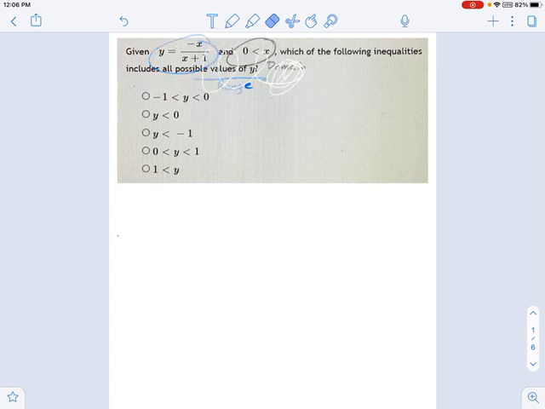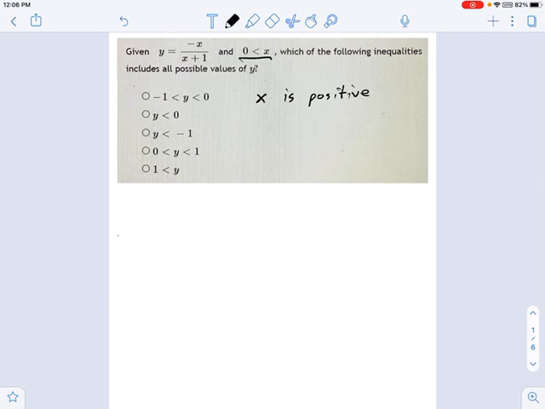Let's try something else. What I want to do is just make a verbal list of the things that x can be. It's a big list of numbers, but it's easy to say x is positive, right? It could be 1/4, it could be 400, it could be 1,000,000, but x is going to be a positive number because of this inequality.